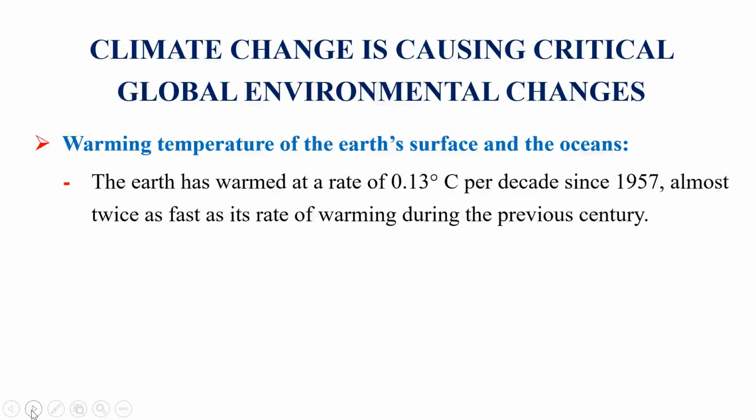First is warming temperature of the earth's surface and the oceans. The earth has warmed at a rate of 0.13 degrees centigrade per decade since 1957, almost twice as fast as its rate of warming during the previous century. That means the earth's warming rate is twice that of the previous century. Twice means 0.26 degrees centigrade, which is very high, meaning the climatic change is very high.